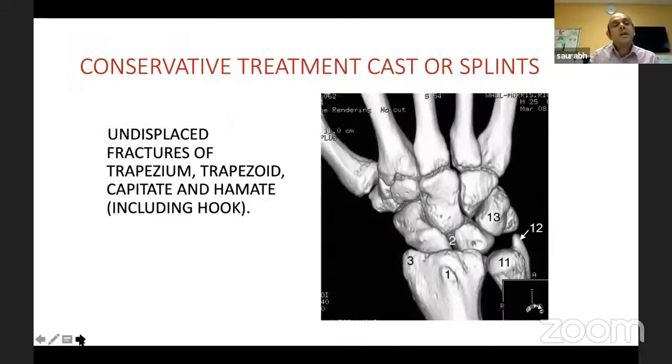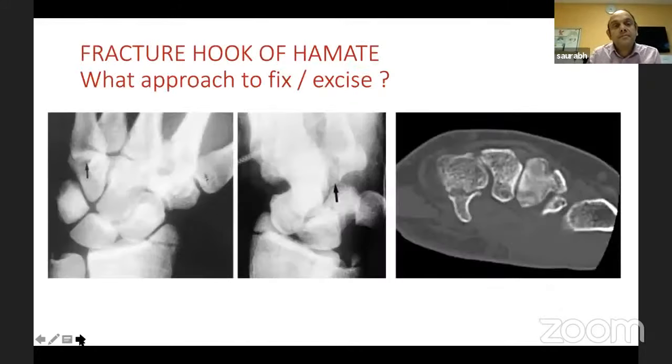Then of course, if there are undisplaced fractures to these bones, trapezium and capitate hamates, including hooks, you can manage them in a splint or a plaster. Now, another little sort of note on hook of hamate. So we have spoken about how to fix those, go from the dorsum, lots of II images. But if it was a chronic non-union case, irritating the ulnar nerve, then how do we excise it? So two ways. One is a Guyon's canal approach.